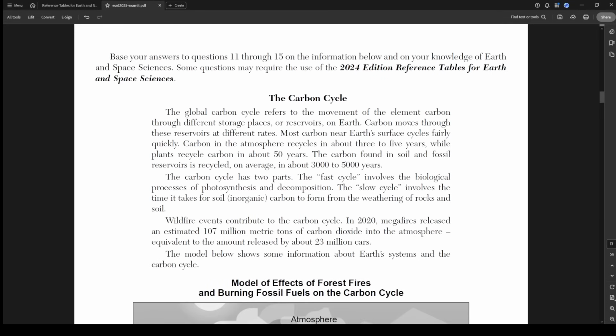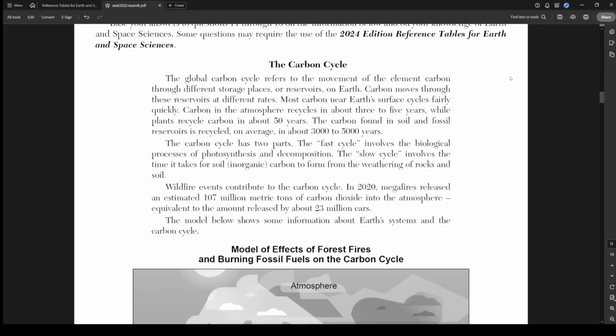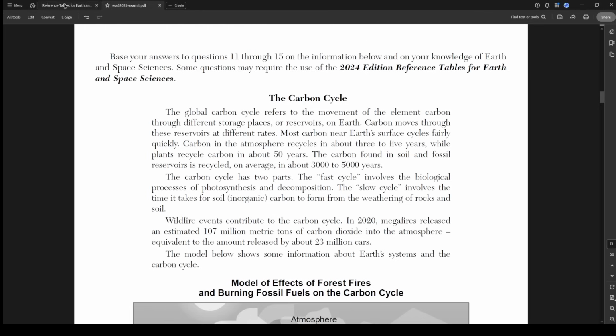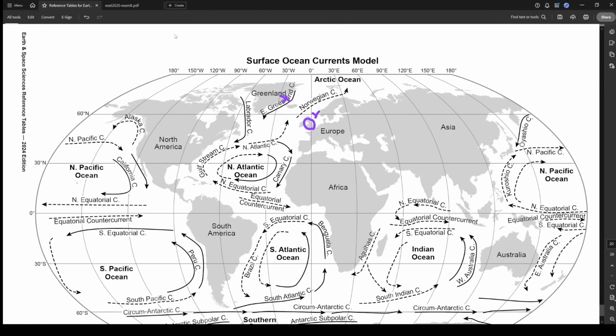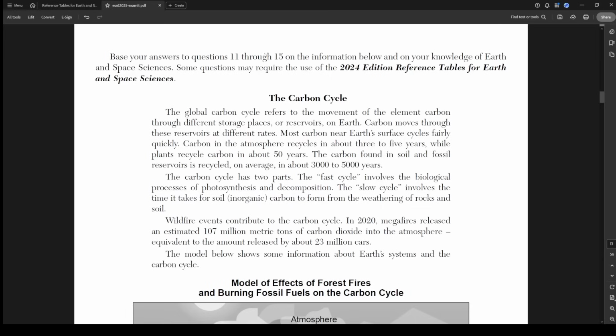All right. Base your answers to question 11 through 15 on the information below and on your knowledge of Earth and space science. Some questions may require the use of the reference tables. Okay, so far we have not used the reference tables. I mean, we sort of did here, but we didn't even need it.